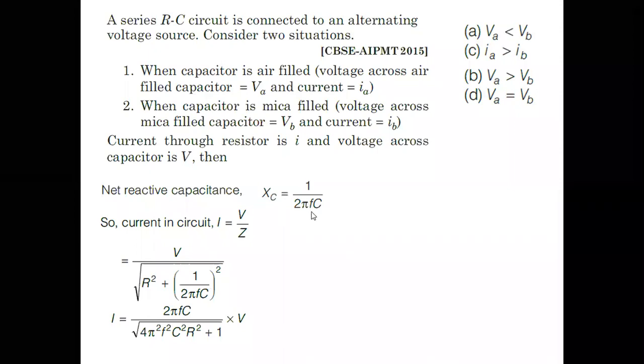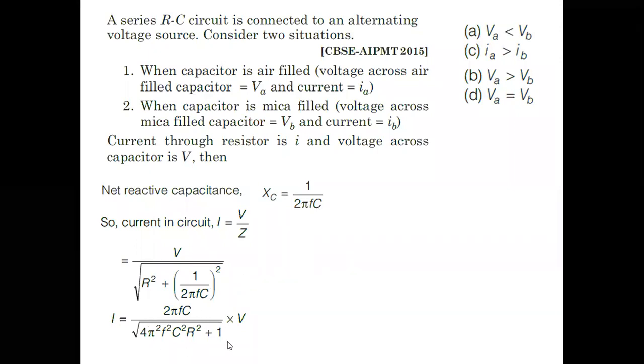Xc means 1 upon 2 pi Fc, that is 1 upon omega C. So mathematically, when you simplify it, the 2 pi squared becomes 4 pi square F square C square. R square is already available. The denominator comes out of the root and comes in the numerator. It is 2 pi Fc into V. I equal to V, and this is a value.